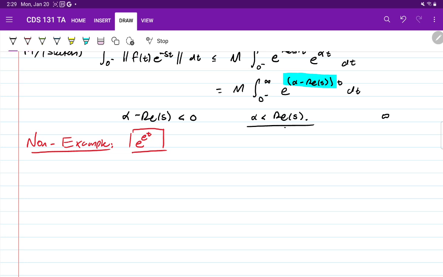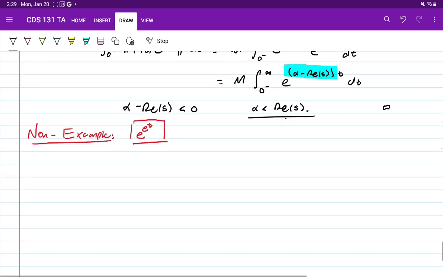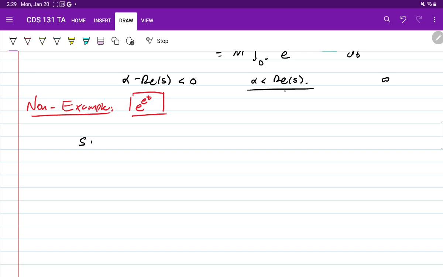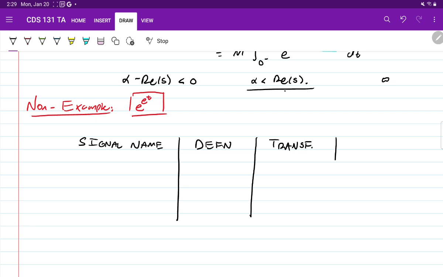Okay, so now that we've laid out this nice signal class, we can talk about the transforms of a couple of basic signals. There are a couple of signals whose transforms you should commit to memory, some nice ones that show up a lot. So let me lay this out: signal name, definition, transform, and the region of convergence.